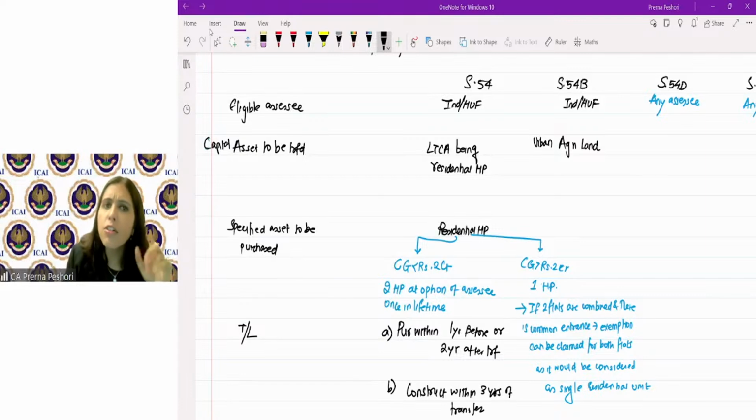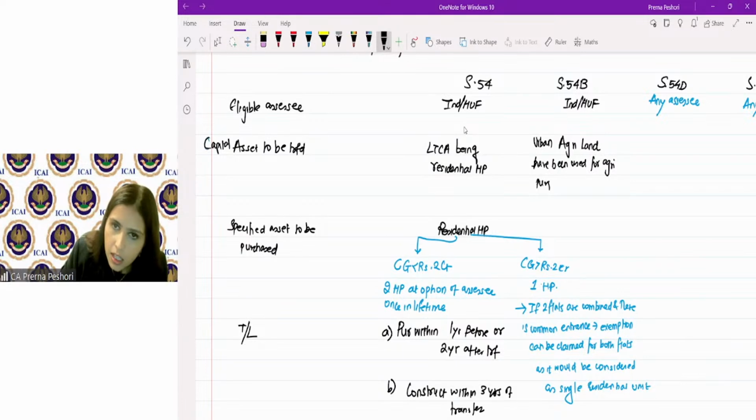Fine. Now here, the urban agricultural land should have been transferred. Now this land should have been used for the agricultural purpose by the assessee, either by himself or his parents or in a HUF in the 2 years immediately preceding the date of transfer. So it should not be just agricultural land, but should have been used for agri purposes 2 years prior to transfer.